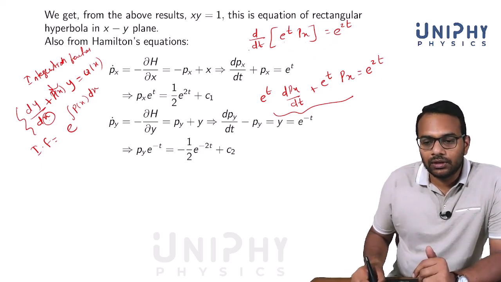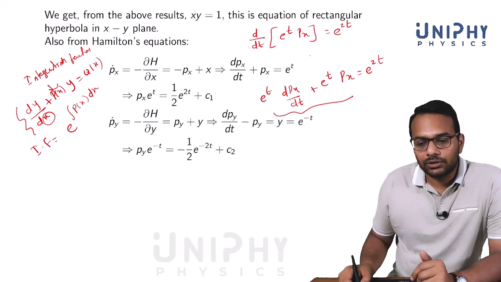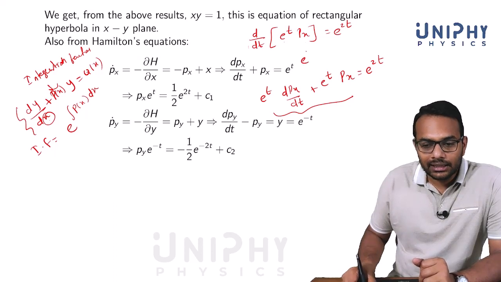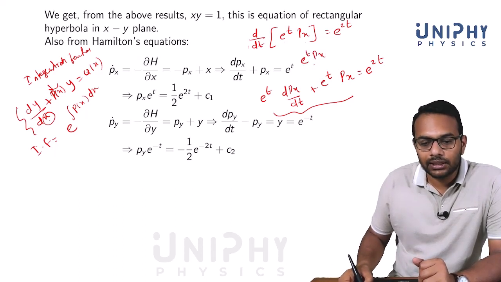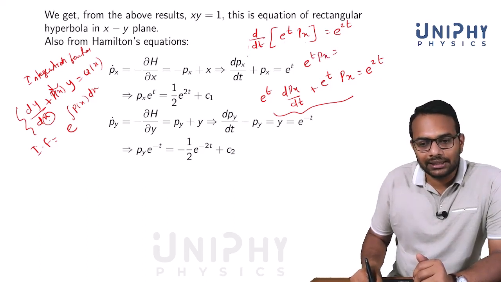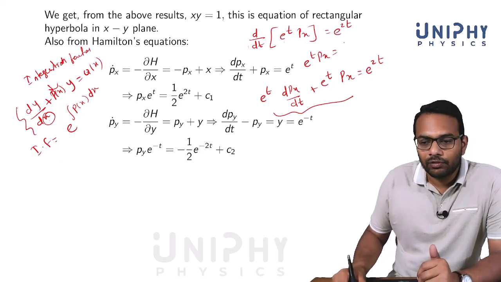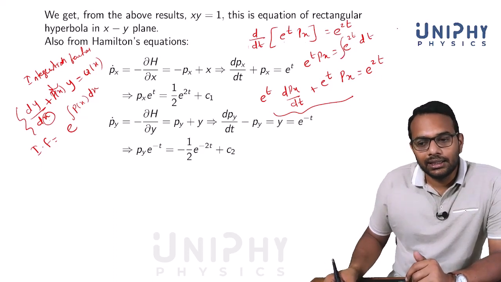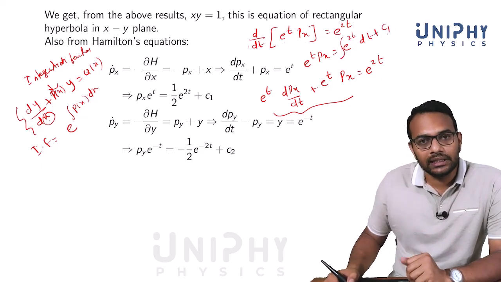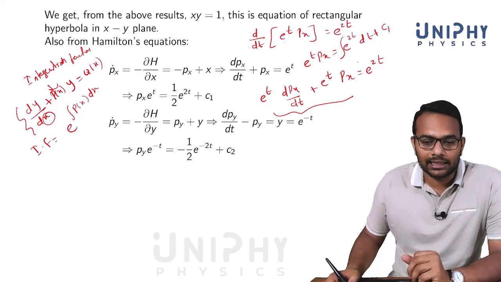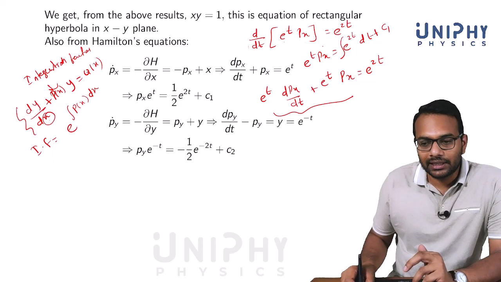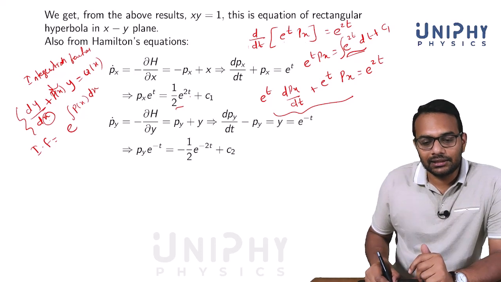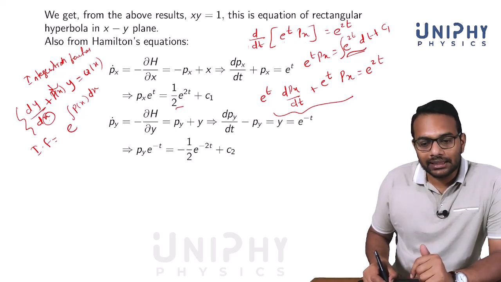It's easy to solve because the total derivative of something is equal to e raised to 2t. This means that e raised to t px, because if you integrate on both sides, this differentiation just disappears, is equal to integral e raised to 2t dt. And then there should be a constant of integration which has to be found using the initial conditions. That's exactly what we have done here. Now if you integrate this, it's equal to e raised to 2t by 2. So e raised to t px is equal to e raised to 2t divided by 2 plus the integration constant c1.